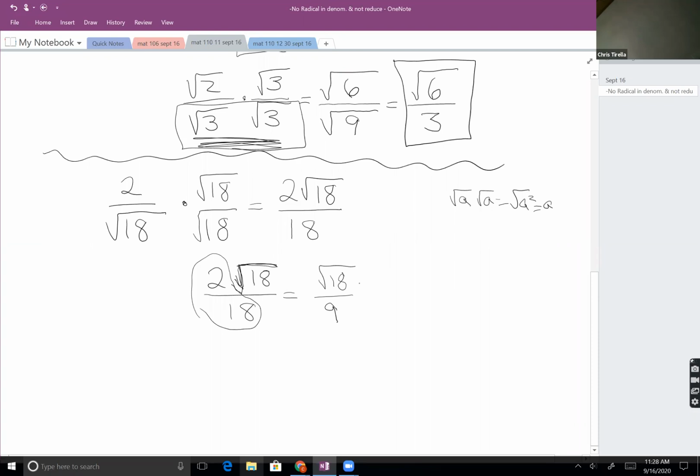But I still think I can simplify this more. Is there anything that goes into 18 that's a perfect square? Oh, so wait, can I think of that as 9 times 2 over 9? So does it become 1? No, because this one's underneath the radical and the other one isn't.